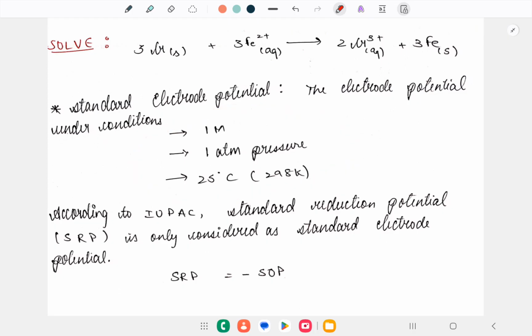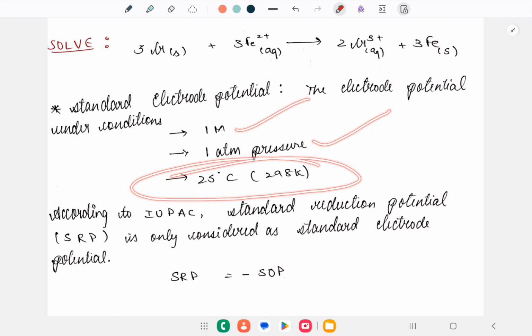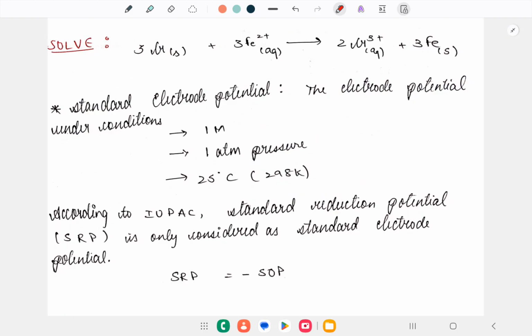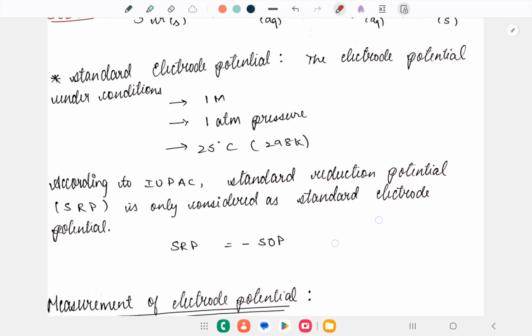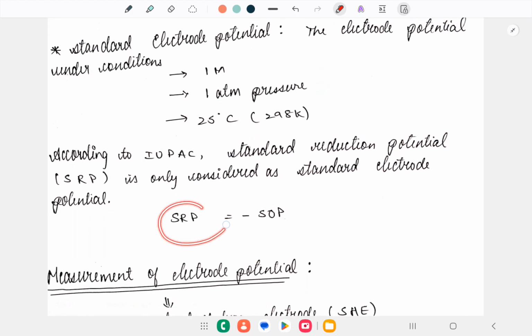That means the concentration of the species should be this much and the pressure should be this much, and it should be under 25 degrees Celsius. And according to IUPAC, the standard reduction potential is only considered as the standard electrode potential. So here the standard reduction potential is also equal to standard oxidation potential, but the signs will be reversed.